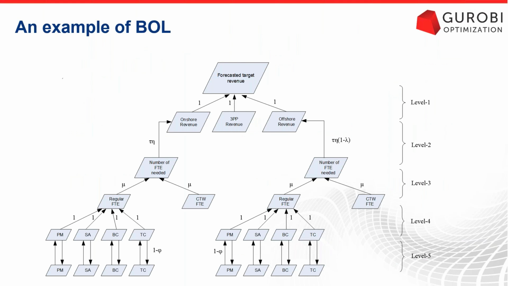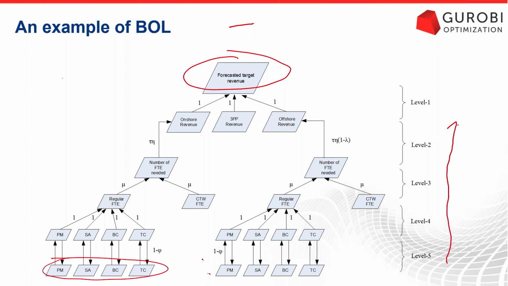Now let's take a look at a concrete example of bill of labor. In this bill of labor structure, notice that on top is the output of service delivery, that is forecasted target revenue. And the bottom of the structure are the inputs. These are the FTE headcounts. So different from the spreadsheet approach the panel described earlier, when we model the bill of labor structure, it's more intuitive to go from bottom to top, that is from the input to output for service delivery.